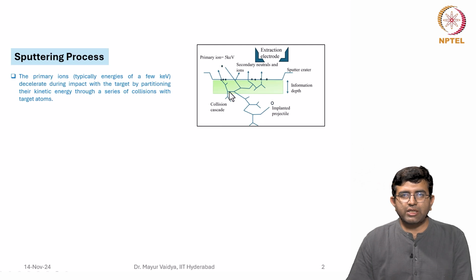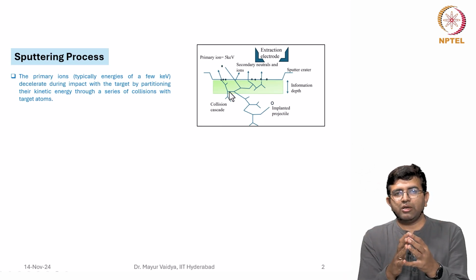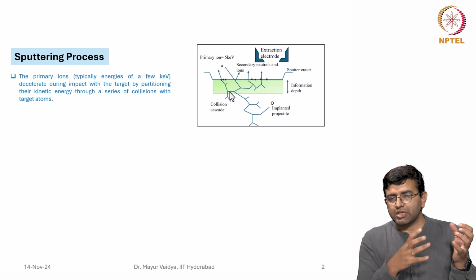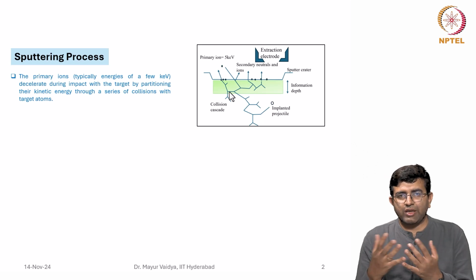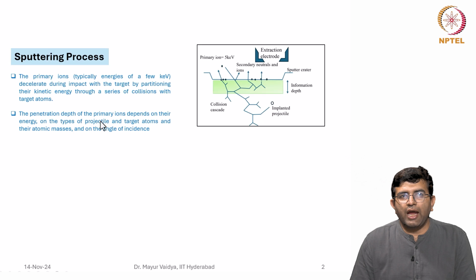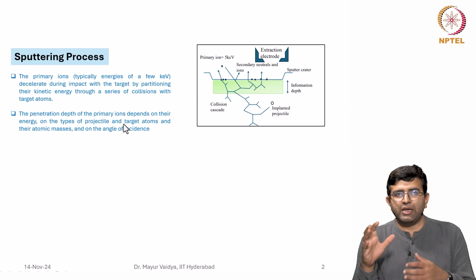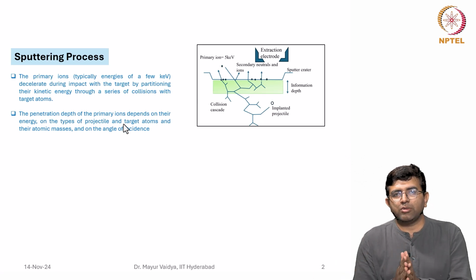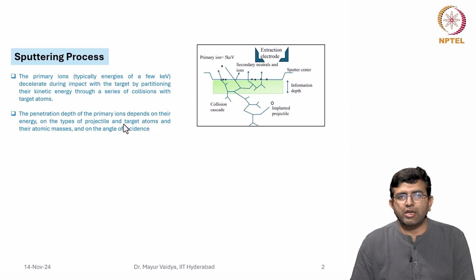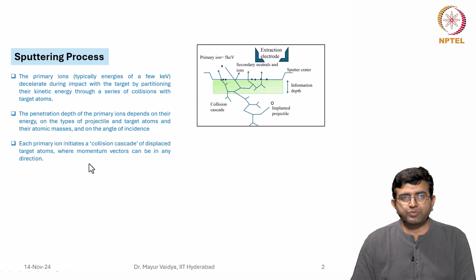You can imagine that your target material has a huge amount of atoms, and this ion beam interacts with these atoms, loses its energy, and decelerates during this process. How much it can penetrate into the material depends upon the energy, the type of the projectile, the target atoms, the atomic masses, and the angle of incidence also.